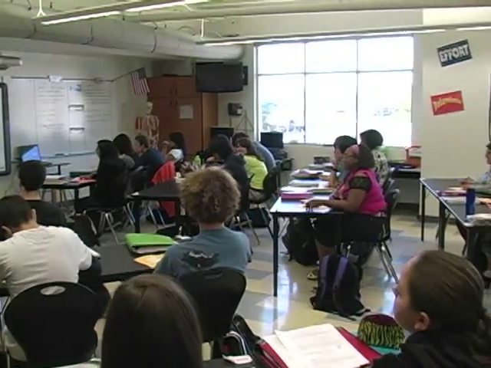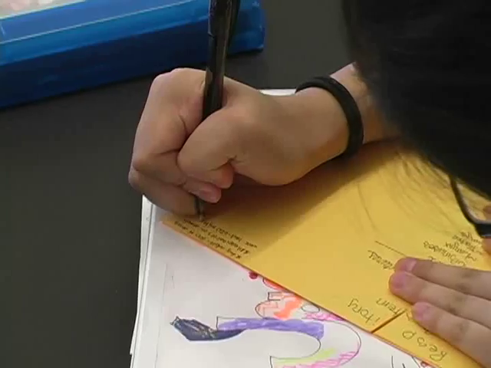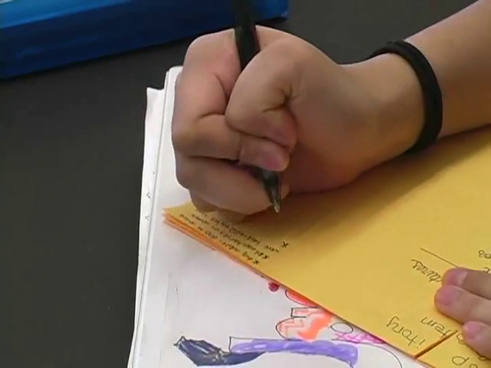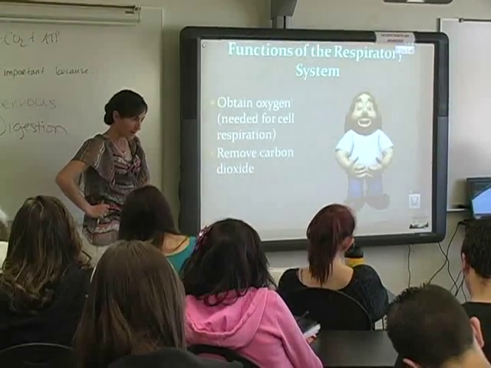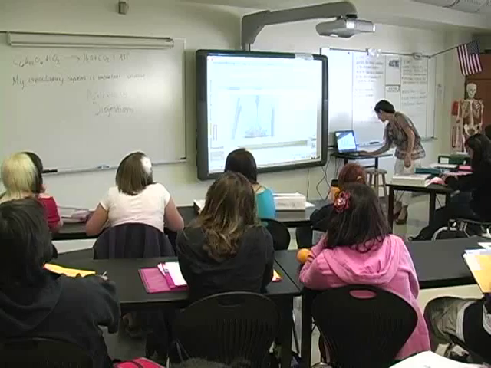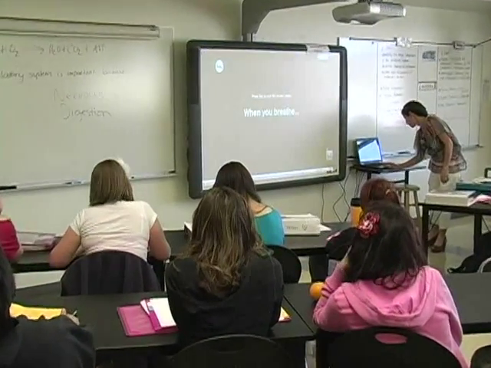All right, the next function is to remove carbon dioxide. So as we breathe in what? Oxygen. Last I checked, you weren't a plant. And when we breathe out what? Carbon dioxide. Good. So all a part of the respiratory system. I want to show you a really quick 2-minute video. It's on the respiratory system, and then we're going to go into our investigating today.